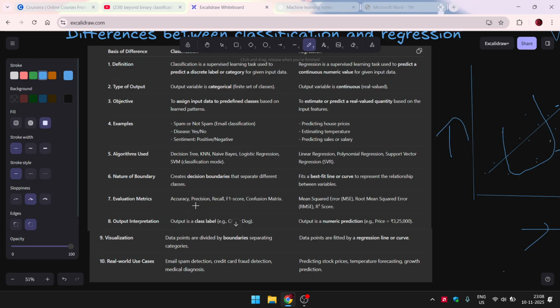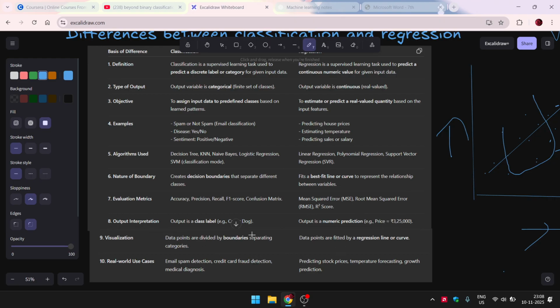Evaluation metrics: how we evaluate the model. In classification, on the basis of accuracy, precision, recall, F1 score, confusion matrix. This we will learn in future videos. In regression we have mean square error, root mean square error. These are the evaluation metrics with which we can measure the efficiency of the algorithm.